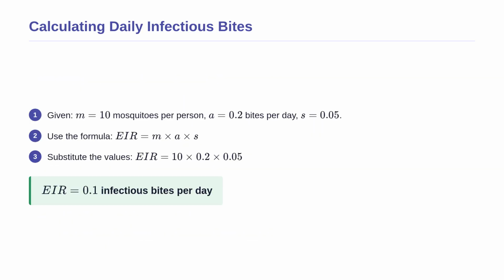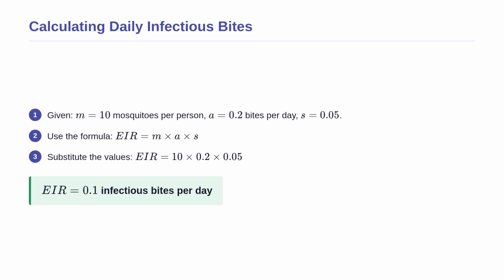Let us calculate the danger level for a tropical village. Researchers find a mosquito density M of 10 mosquitoes per person. The biting rate A is 0.2 bites per day. Laboratory testing shows the infection proportion S is 0.05. We need to calculate the daily entomological inoculation rate. We use our EIR formula to establish a baseline of transmission intensity before attempting any interventions.